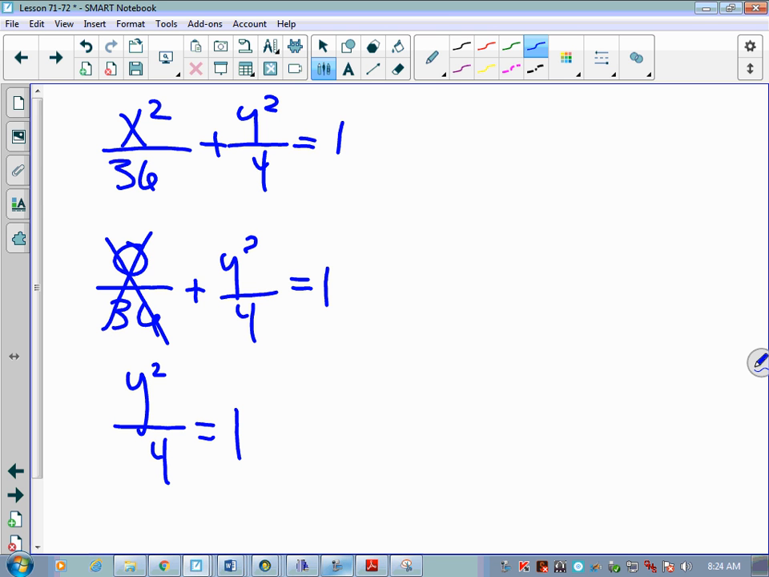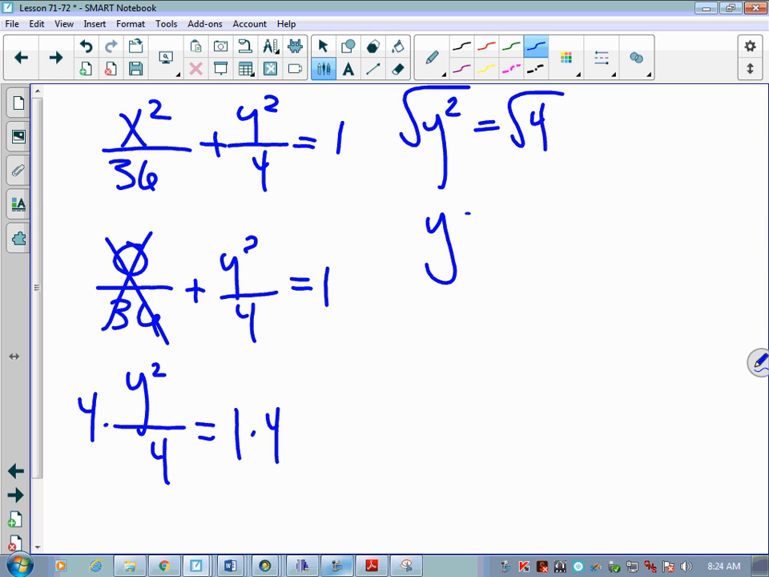We're trying to isolate y, so we're going to end up doing what? Multiplying by 4. So we get y squared equals 4, and we want y. So we're going to do what here? Square root. And because we're square rooting, what two values should I get for y? Positive and negative 2. That means on a graph, I'm going to go up 2 and go down 2.